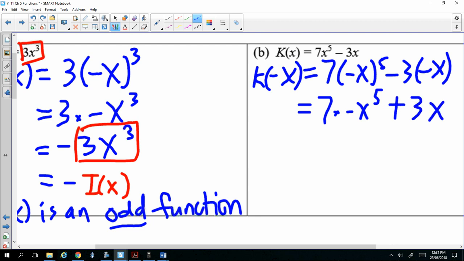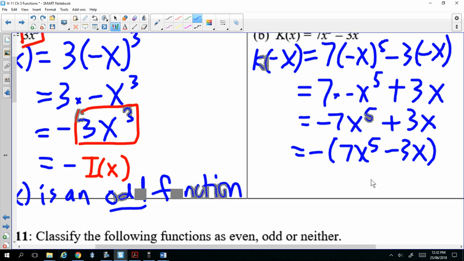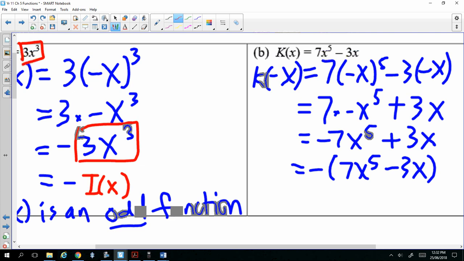Now, you have to take out the negative. There's two terms. You take the negative out and write 7x to the power 5 minus 3x. I took a common factor of negative. Get the idea? And then what happened here? Why do I need to do this? Because this is this thing, which is kx. So you have to express it in terms of the negative of kx, with an extra negative in front.